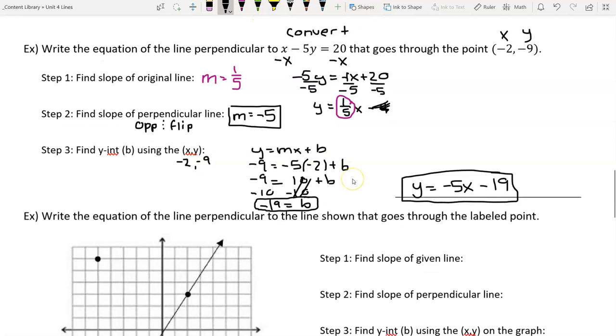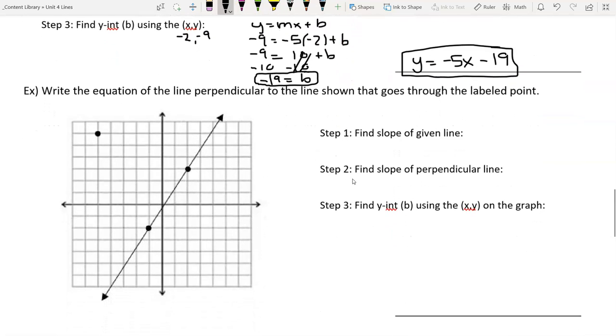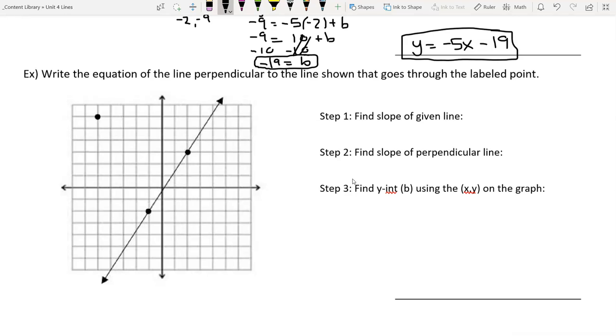And last one, again, if you can get a start on it, feel free, go ahead. But I will take you through it since it's a video lesson. Find the slope of the given line, or the original line, same thing. We're finding an equation of a line that's perpendicular that goes through this point. That point I'm going to label right now as -5 on the x-axis and 6 on the y-axis. That's my point right there.